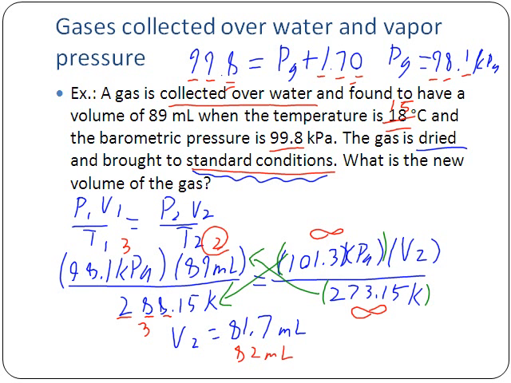And so that's how you'd go about finding out, using the combined gas law, with a gas that has a partial pressure due to water vapor. And so that's sort of what we've got there.